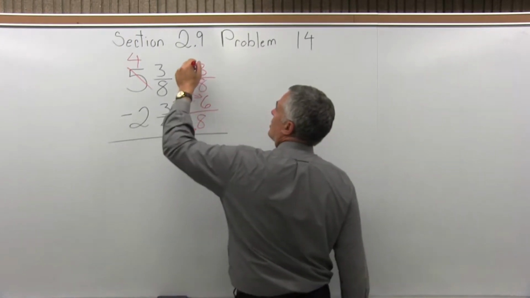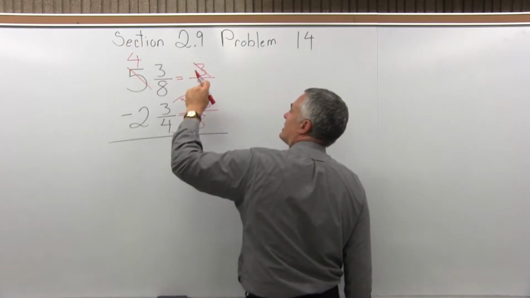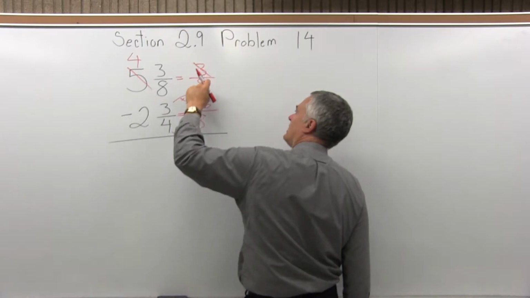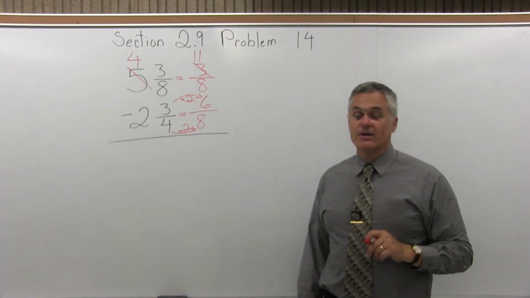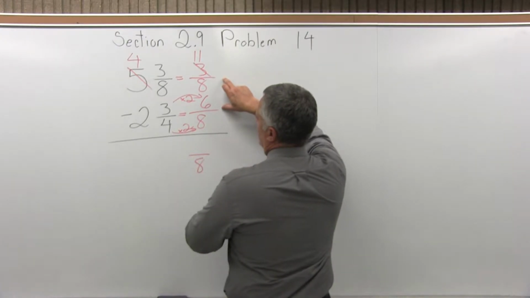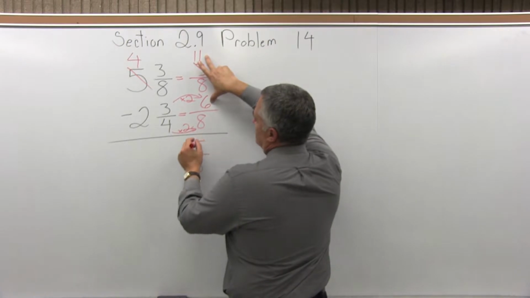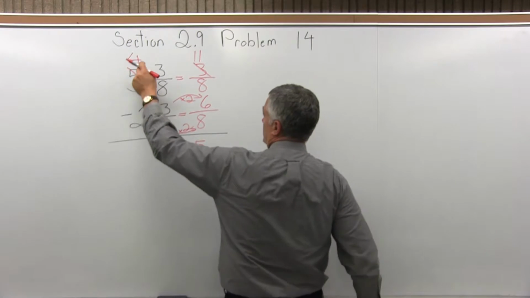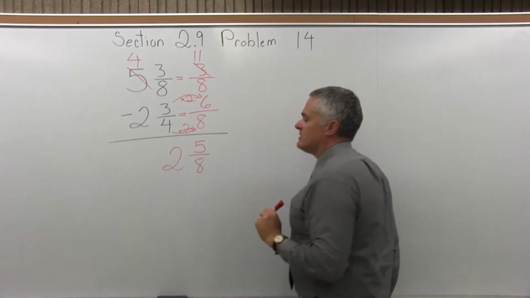And then you cross off the numerator of the upper fraction. That 3 is gone. You make a new numerator, which is the denominator of 8 plus the old numerator of 3. 8 plus 3 gives me a new numerator of 11. Now I can subtract. I have a common denominator of 8, both fractions are over 8, and the numerator is 11 minus 6. 11 minus 6 is 5. Subtract the whole numbers. Remember, it's not a 5 anymore, it's a 4 because we borrowed. 4 minus 2 is 2, so the answer is 2 5/8.